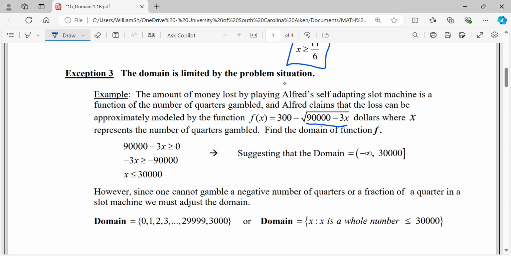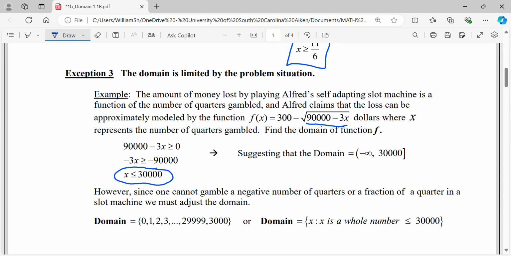So we need to set 90,000 minus 3x greater than or equal to 0, and then we need to solve for x. When we do that, we see that just by the function itself, x has to be less than or equal to 30,000. This would suggest the domain could be anything from negative infinity all the way up to 30,000. But this is a word problem, so it has some practical limits.